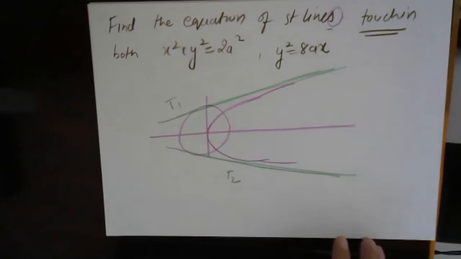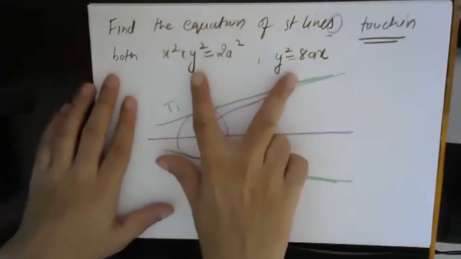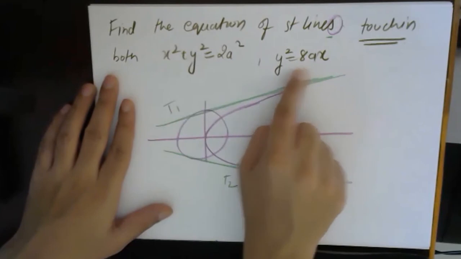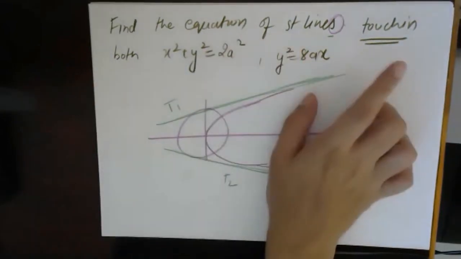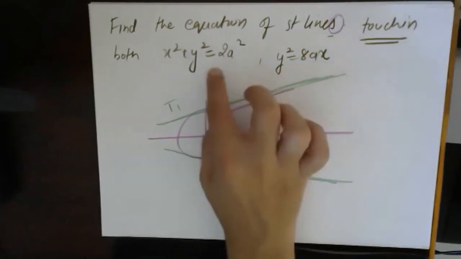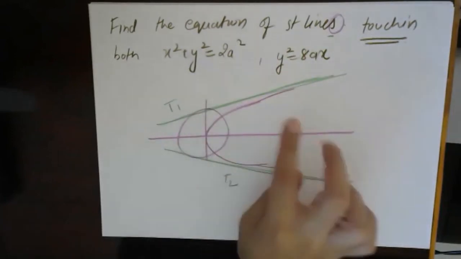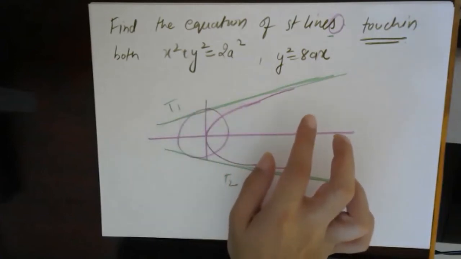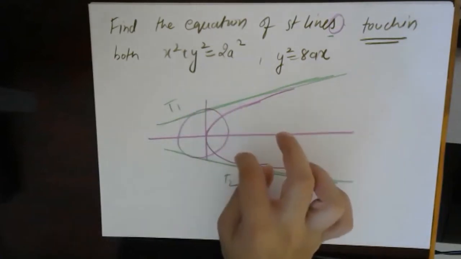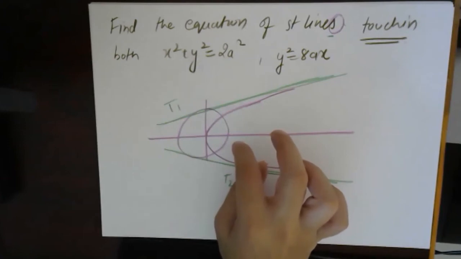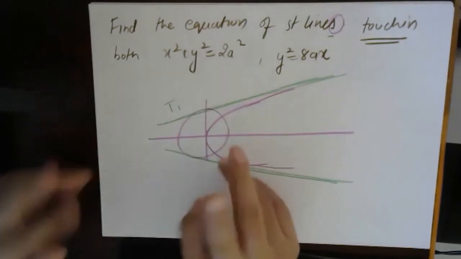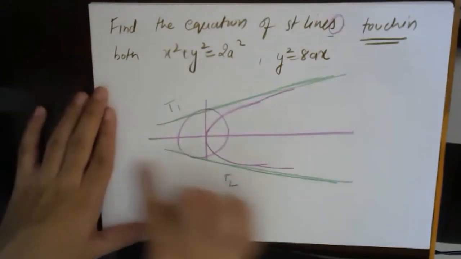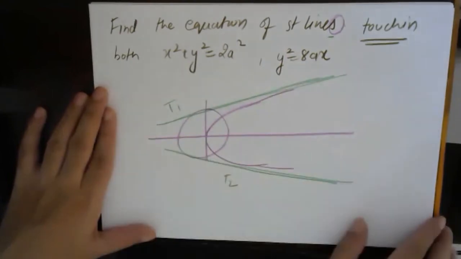Okay, so let's see what they have asked us. They have given two equations. First is the equation of parabola and the other one is the equation of circle. And they are saying to find the equation of straight line touching the parabola as well as the circle. If I plot these two, this will be the figure. We know there will be two distinct lines, and the figure will be symmetric. So let's see how we can find it.